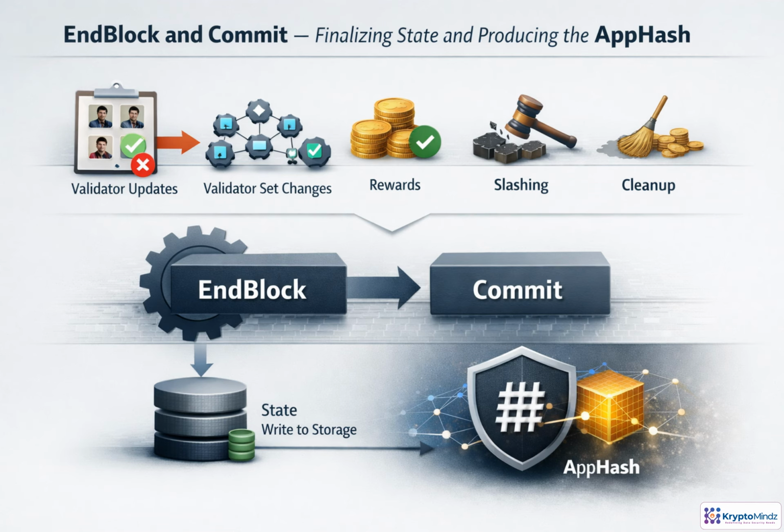Once transactions are complete, EndBlock gives the application a final chance to close the block. Modules can settle deferred work, such as rewards, slashing, accounting, or cleanup. The app can also emit validator updates that affect future consensus participation. Commit then makes the results durable by writing state to storage. The returned app hash is the cryptographic fingerprint of that final state, and CometBFT records it as consensus-critical evidence of what was committed.